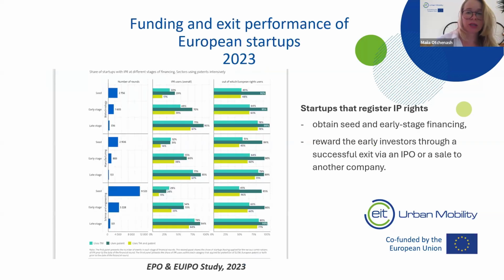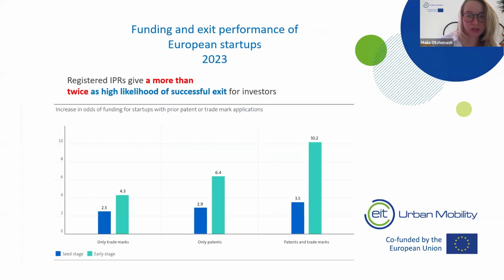Okay, so to give you a bit more motivation to protect your IP related assets, we have this study from EUIPO from last year, and in this context, we can see the relevance of protection of main solutions, especially for startups. So startups that register IP rights do have priority in obtaining seed and early stage financing. So that's all about the trustworthiness and value of a startup and their solutions. Also related to reward of early investors through success and sale to another company. Yeah, so the attractiveness of your solution directly depends on protection tools or protection strategies that you implement.